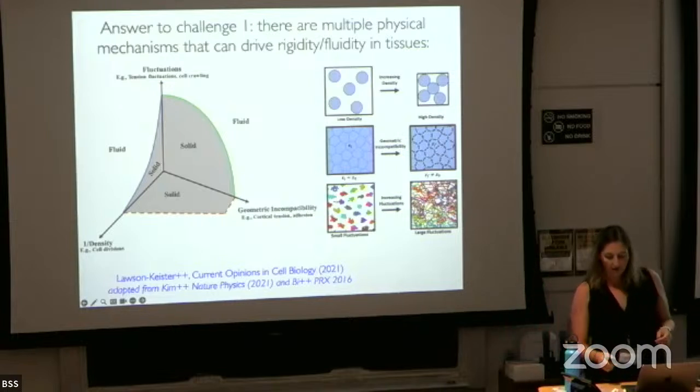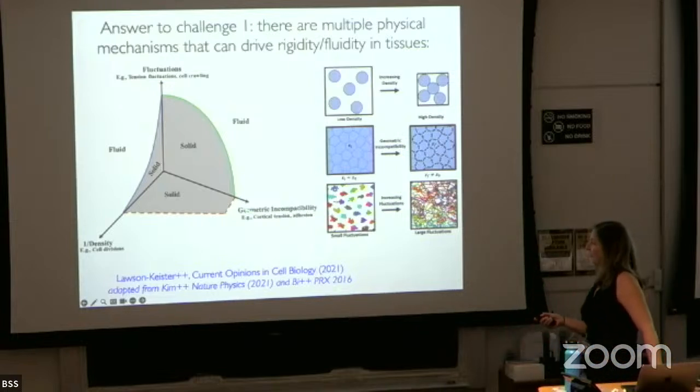A while ago, a graduate student and I wrote this opinion piece, a little more geared towards biologists, where we said there are actually many more than 3 axes, but here are 3 axes on which you can think about rigidity transitions. One is that you can change the density. If I pack the objects in my system closer together, I expect them to become rigid. That's along this axis. The gray area is the solid, and this is a phase diagram of a transition.